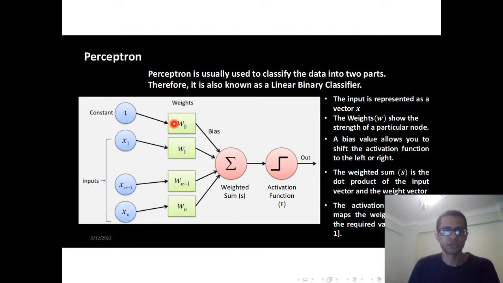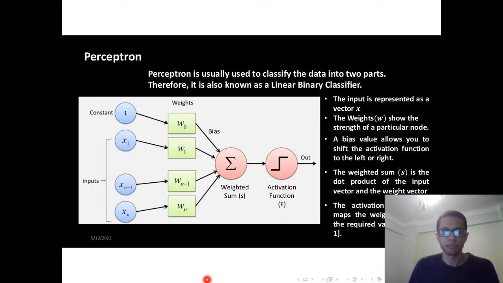Weights show the strength of the particular node, and a bias value shifts the activation function to the left or the right. In this tutorial, they are all combined together as a vector w, where w0 is the bias. The first value of the input vector, x0, is a constant 1 to be multiplied by this bias value.